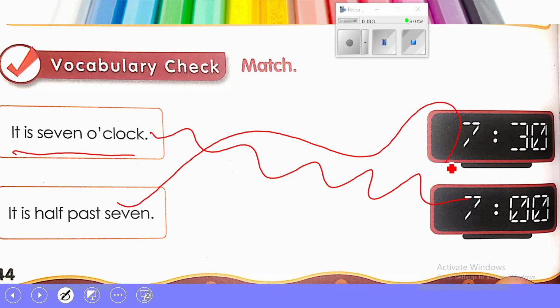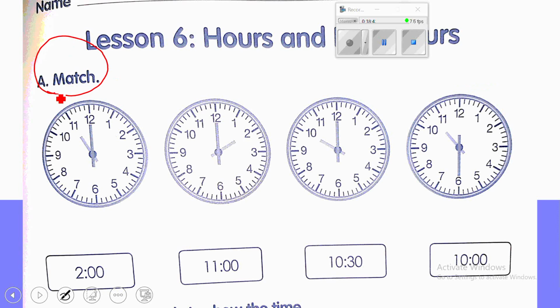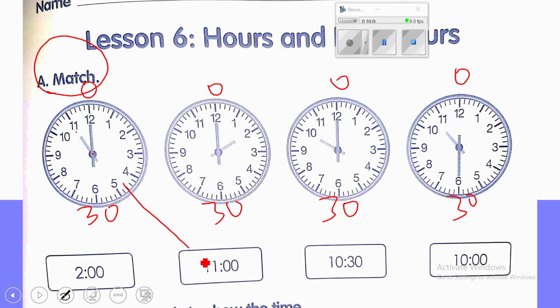Perfect. Let's check the homework a little bit. Here, you have to match. What is this time? Before all the time, I write this number to remember that o'clock is 0 and the half is 30. So here is 11 and 0. Here is 2 and 0. Here is 10 and 0. And finally, here. See?